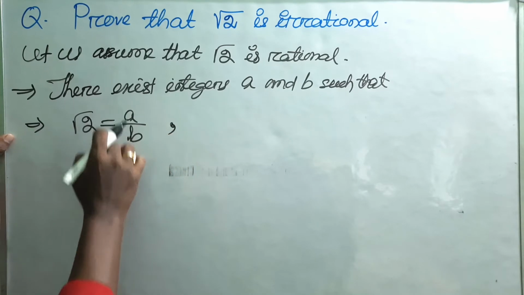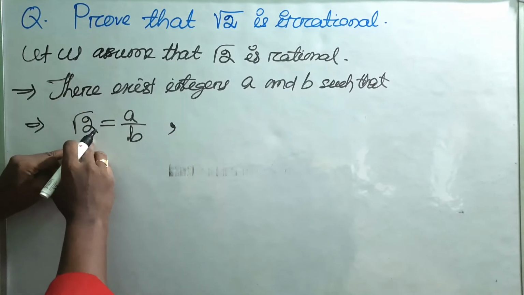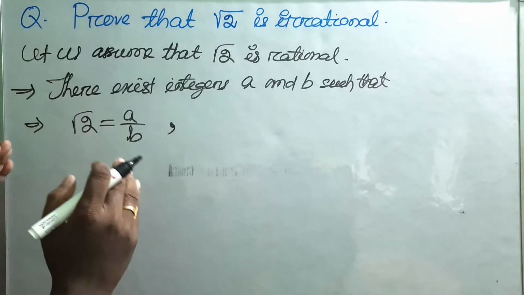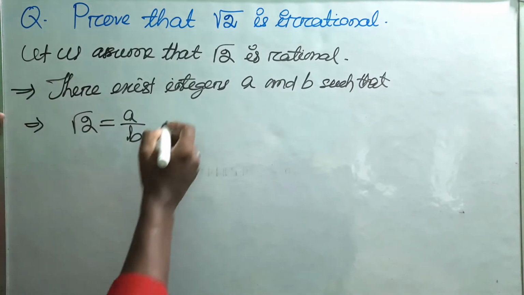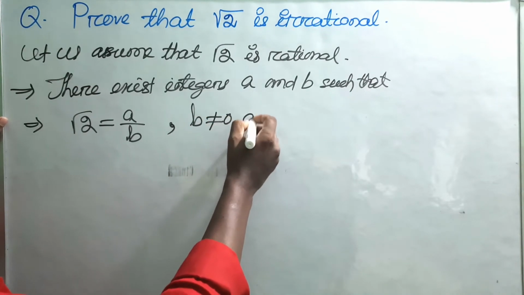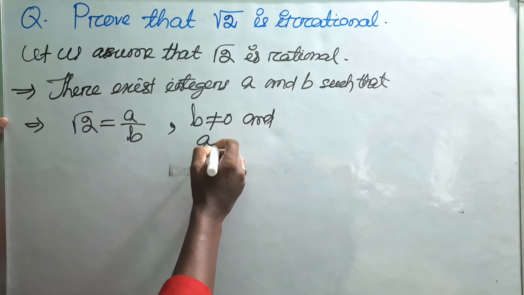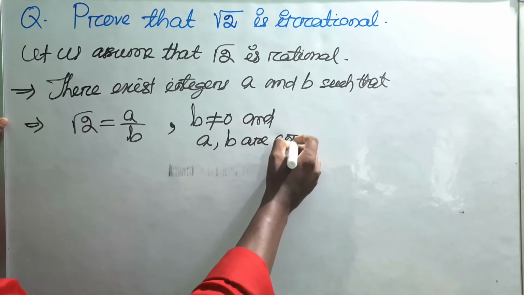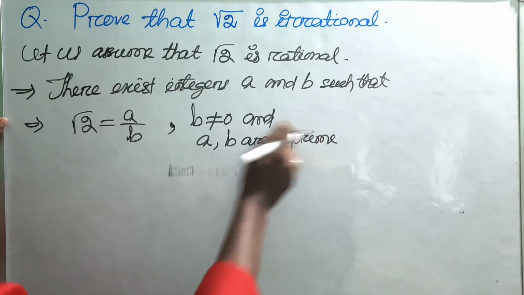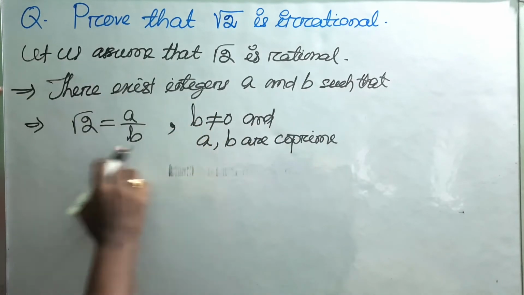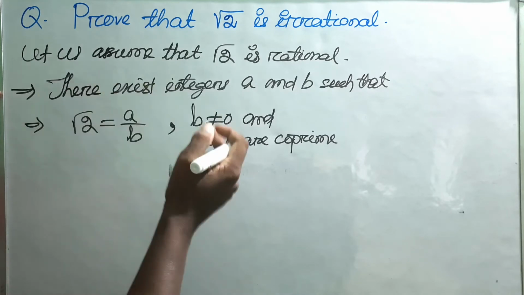Only expressing it in this form is not sufficient for a number to be called rational. There are certain conditions that also have to be satisfied. So what are the conditions? B must not be 0, and A and B must be co-prime. These conditions also have to be satisfied by root 2 in order to be called rational.